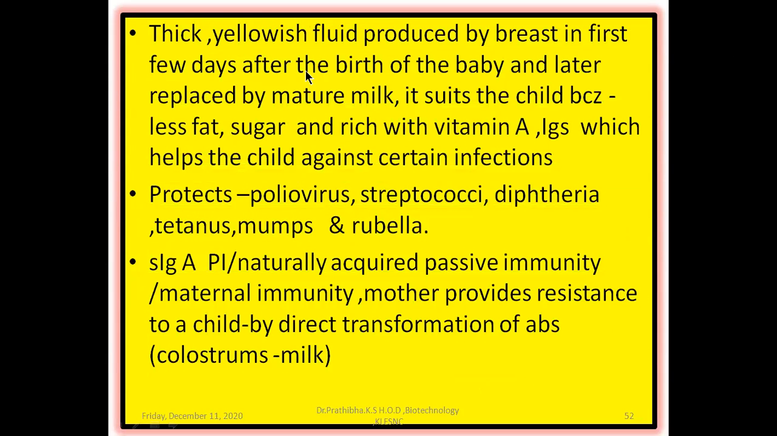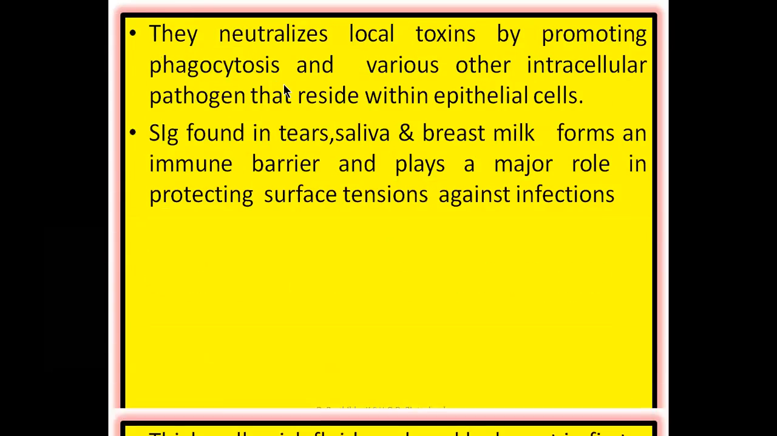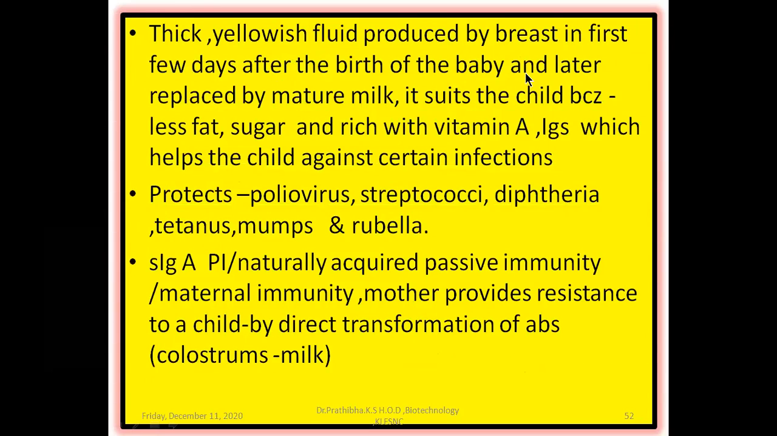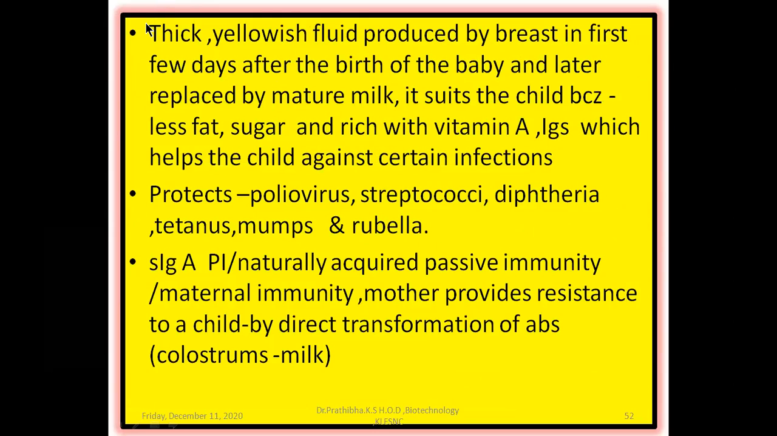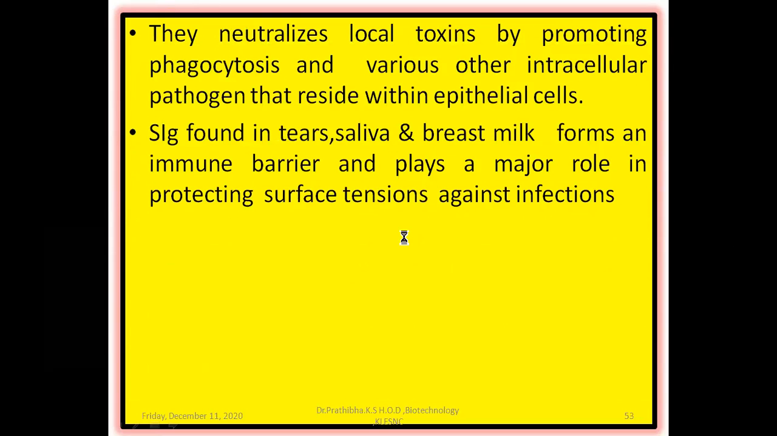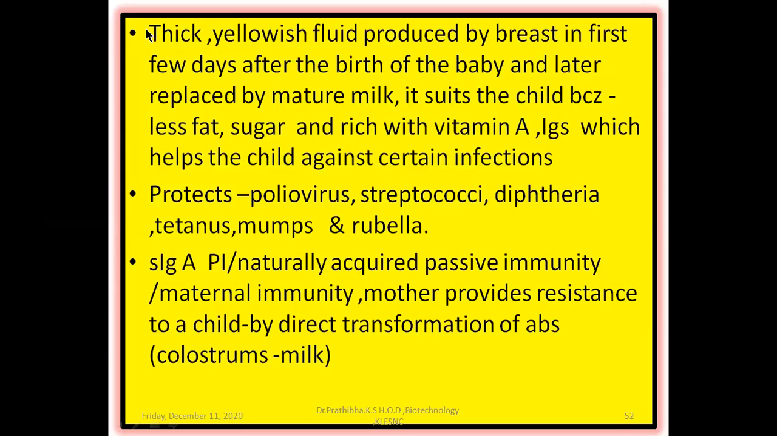You should also keep colostrum in mind. What is colostrum? Colostrum is a thick yellowish fluid produced by the breast in the first few days after the birth of the baby, later replaced by mature milk. It suits the child because it has less fat and sugar and is rich in vitamin A and immunoglobulins, which help the child against certain infections. Colostrum also protects against poliovirus, streptococci, diphtheria, tetanus, mumps and rubella. I have not written colostrum here, so please keep that in your mind.